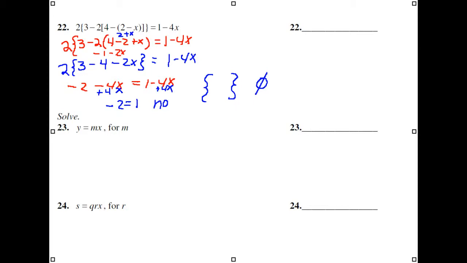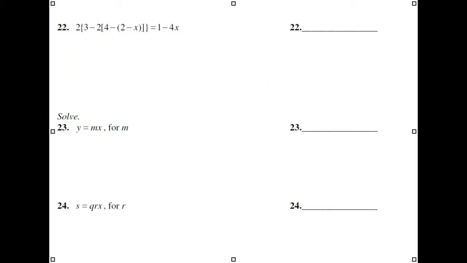We're now going to move on to what is called solving for a particular letter. So let's look at number 23. We want to solve for the letter M. And there's the M right there. How do I get M by itself when it's with that X? And the answer is we divide this side by X, and if we do it to this side, we must do it to that side. So the X's cancel out, and our solution then is M equals Y over X.